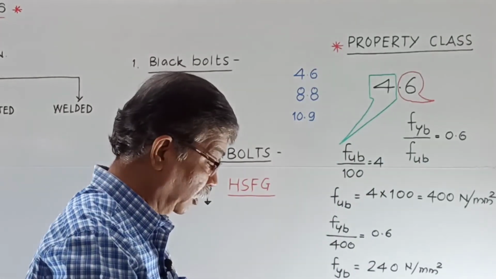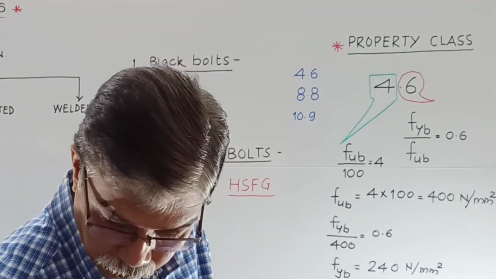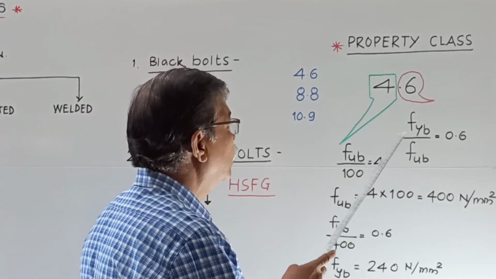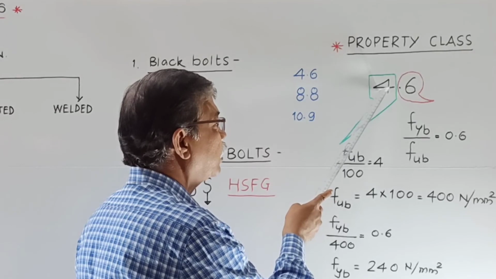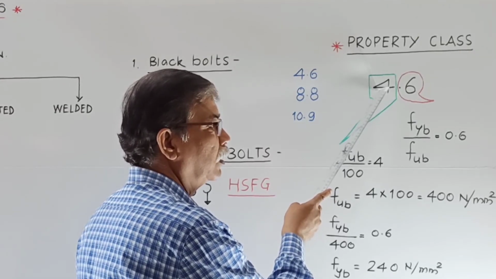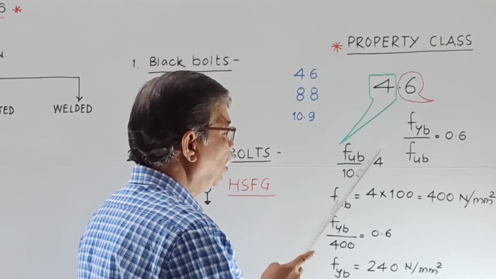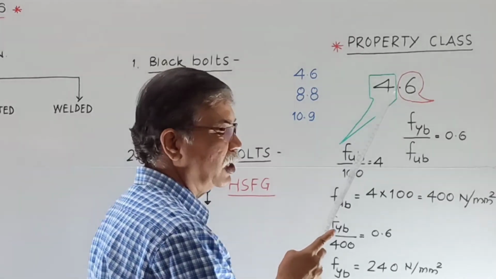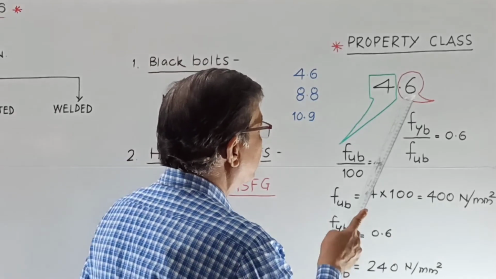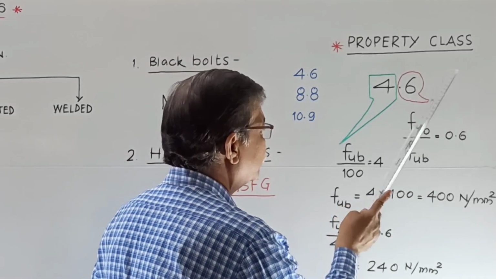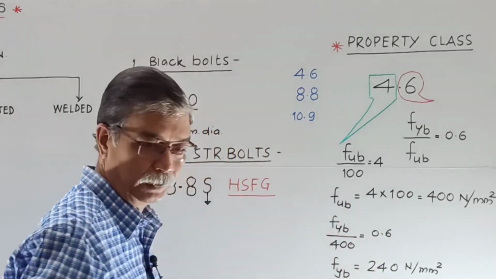To be precise, in short, if you multiply the first figure by 100, you will get the ultimate tensile stress in the material of the bolt, and if you multiply that ultimate stress by 0.6, you will get the yield stress.